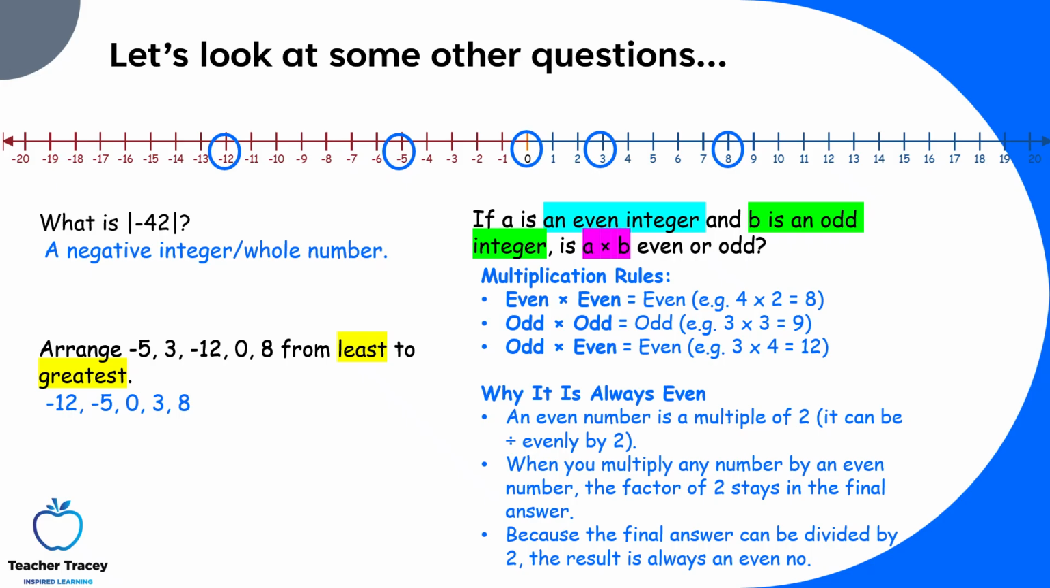And why is that? It's because an even number is a multiple of 2, and it can be evenly divided by 2. When you multiply any number by an even number, the factor of 2 stays in the final answer. So because the final answer can be divided by 2, it's always an even number.